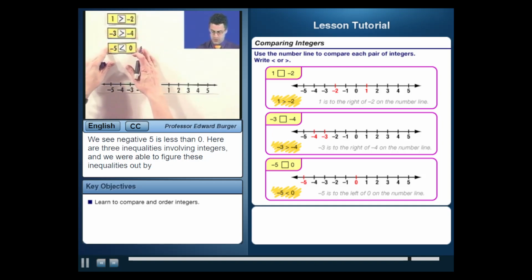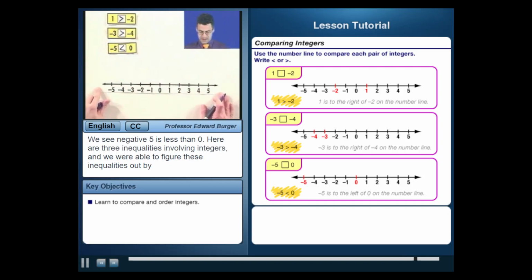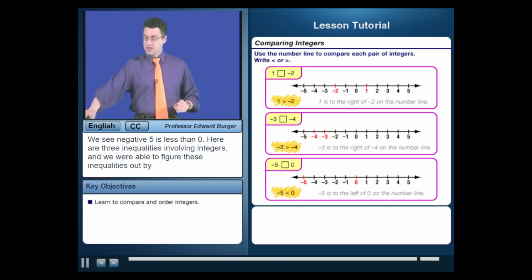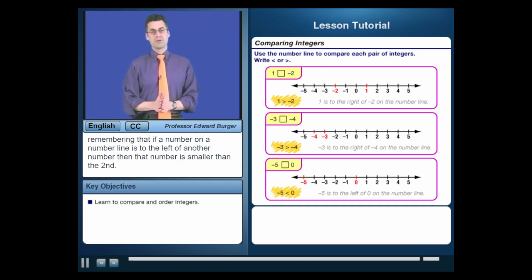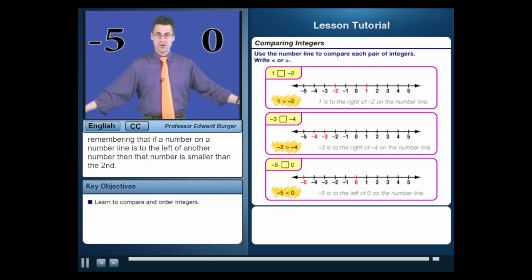So here are 3 inequalities involving integers. And we're able to figure these inequalities out by remembering that if a number on a number line is to the left of another number, then that number is smaller than the second.